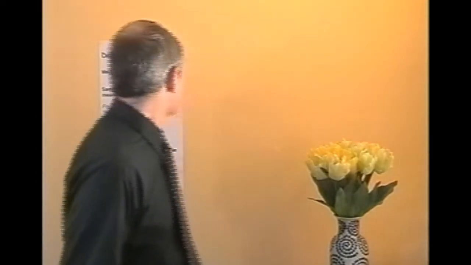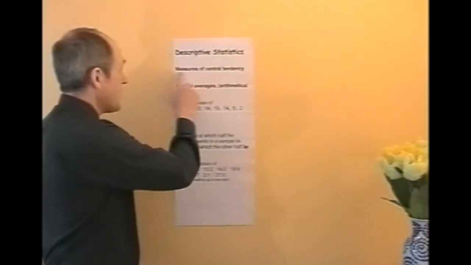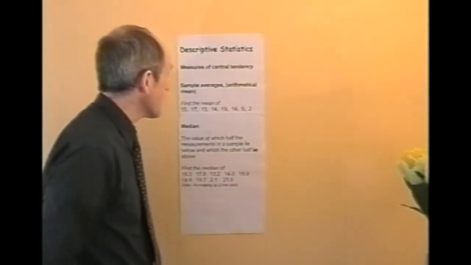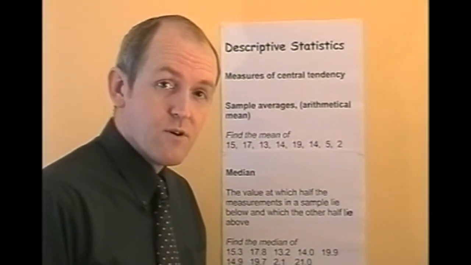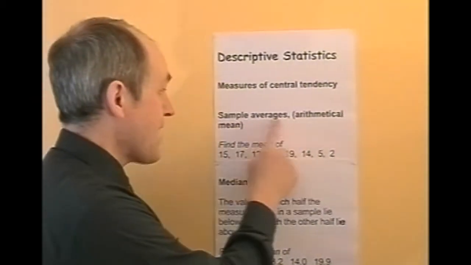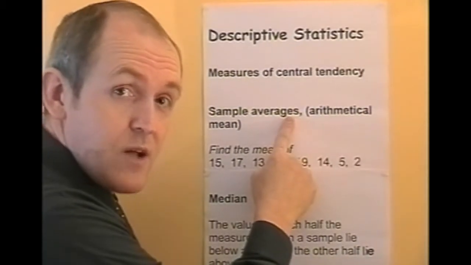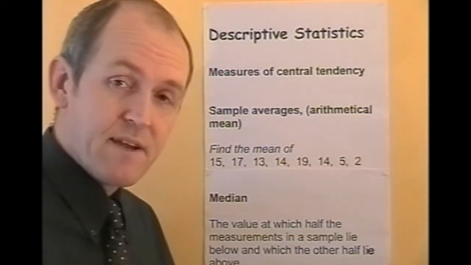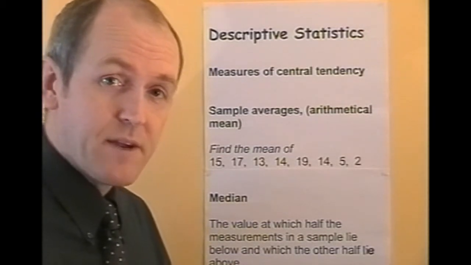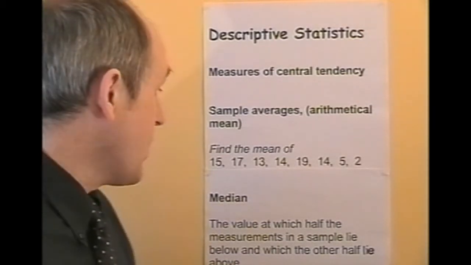And the first example I want to look at is this one. Descriptive statistics, measures of central tendency. First thing I want to look at, and the first one I'm sure you've heard of before, is simply taking averages, calculating the arithmetical mean. What is the mean figure? What is the average figure? And this is quite simple to do.